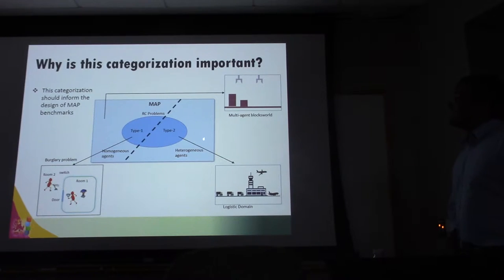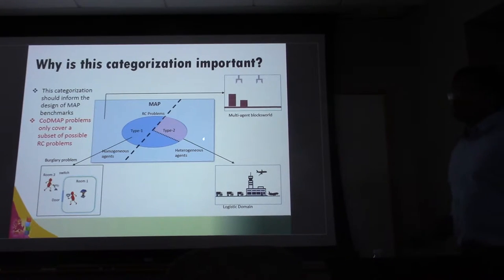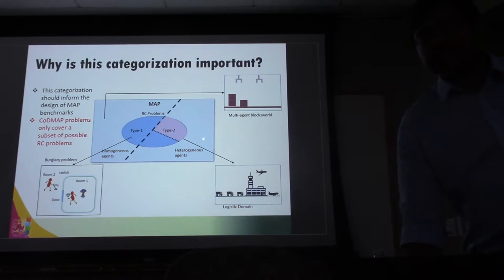The second part is, this category should also inform the choice of benchmarks. Because if you're deciding benchmarks to measure multi-agent planning problems, an important thing is it should come from all parts of this space. Unfortunately, if you look at something like CODIMAP, the multi-agent planning competition that happened last year, you see that most of the problems considered in this competition came from this small slice of the entire space. So it did not come from the entire spectrum of possible types of multi-agent planning problems, but only belonged to a small subtype. So clearly this categorization is important.